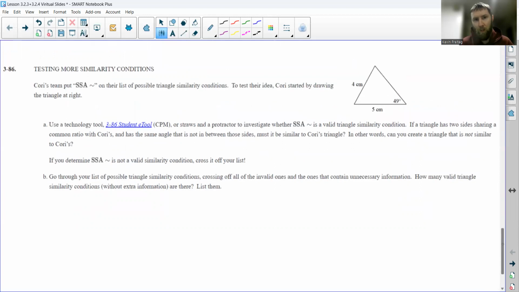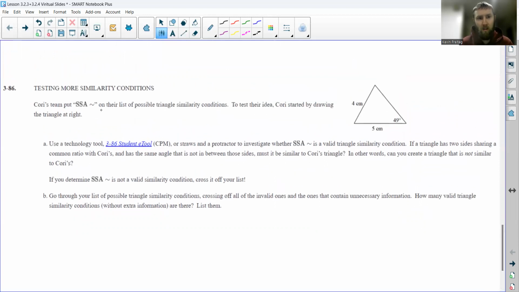So using this picture, it says, Corey's team has put side-side-angle similarity on the list of possible triangle similarity conditions. Testing their idea, they started by drawing this triangle, okay? 4, 5, and 49 degrees. That's this side length, this side length, this angle. The question is, can we make another triangle with a 4-centimeter side, a 5-centimeter side, and a 49-degree angle that we know for sure is not similar to this one? Because if we can, that would disprove this whole side-side-angle thing.